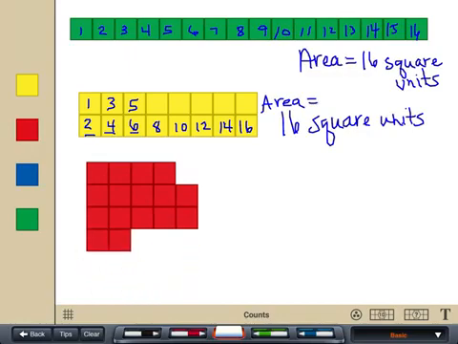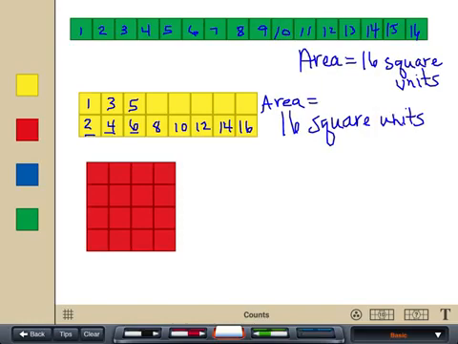So maybe I could do this. Does that make a rectangle? No. What could I move to make this a rectangle? Oh, you are on it today, second graders. We could just move these 2 down here. This is a special kind of rectangle. Did anyone notice that? This is a square because all the sides are the same.